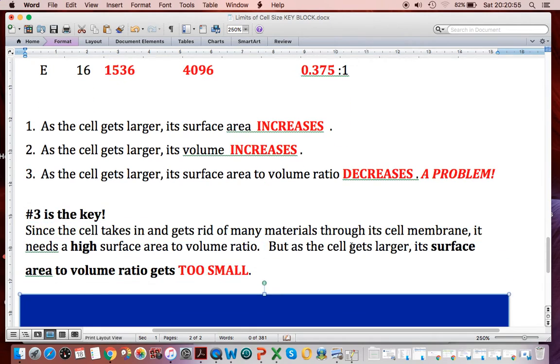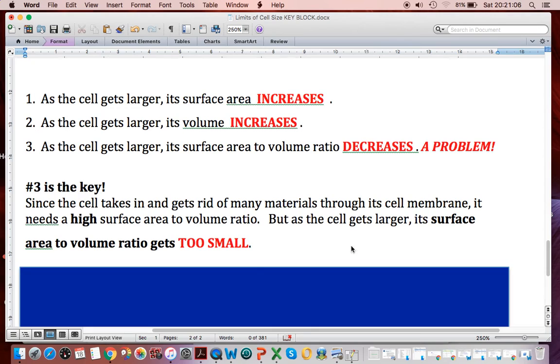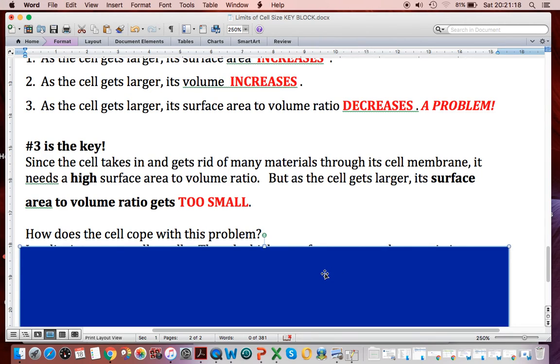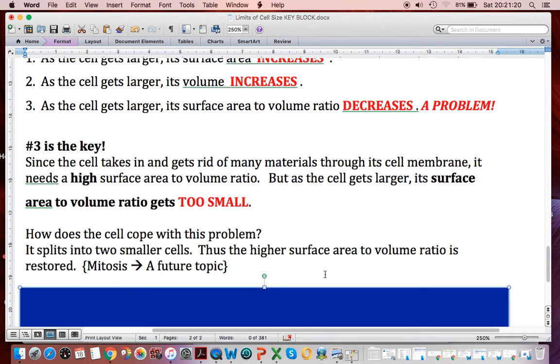It says number 3 is the key. If that ratio goes down, it means we have less cell membrane for the cell's volume, harder to get things in and out, and you're not going to have to do math on any kind of test on this topic, but it's important you understand, as a cell gets bigger, the amount of cell membrane compared to the volume decreases. So it says, how does it cope with this? Hey, the cell divides. And next year you learn about cell division through a process called mitosis.